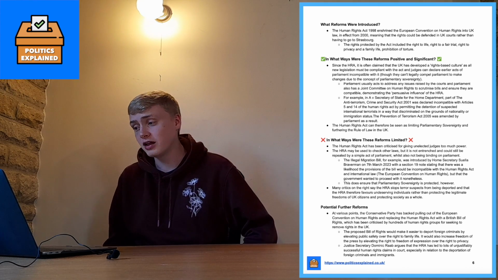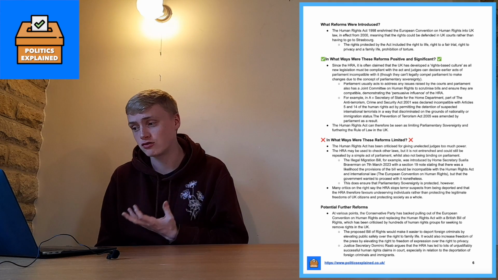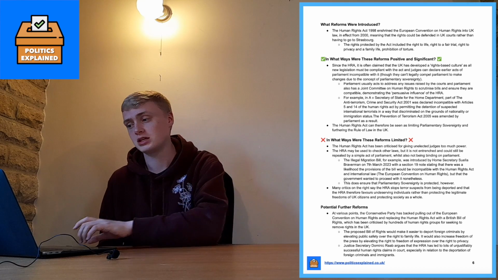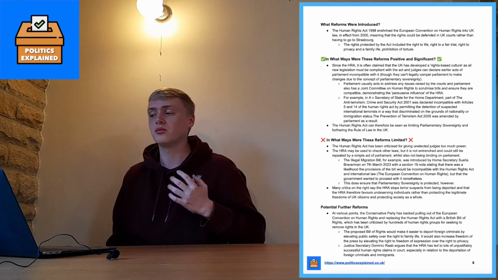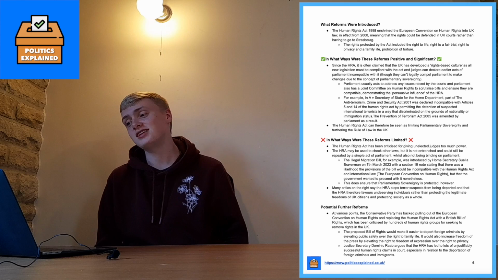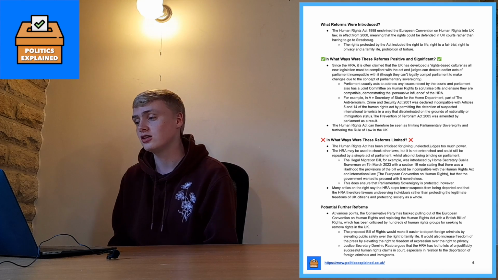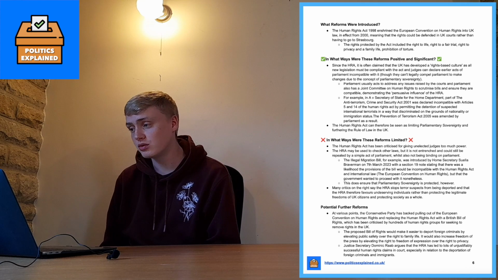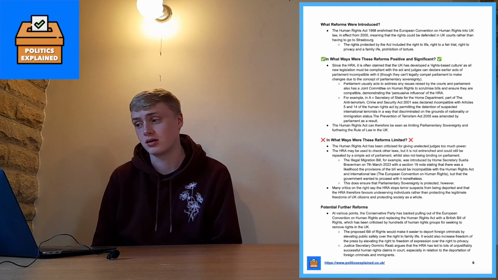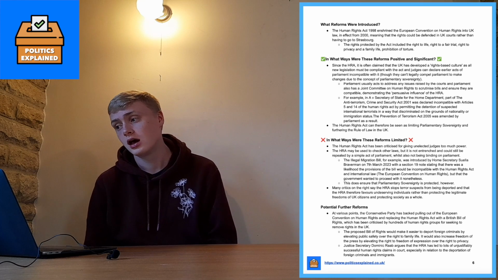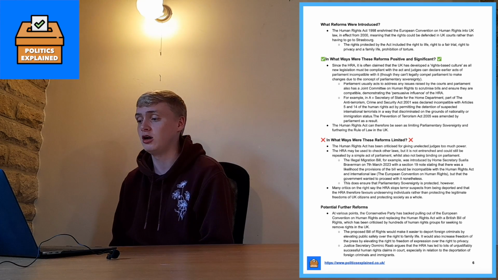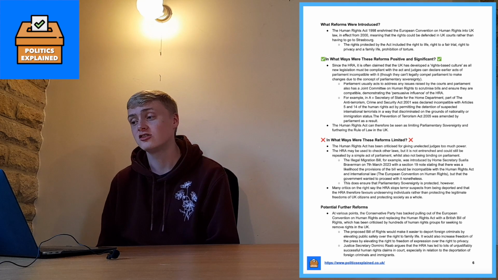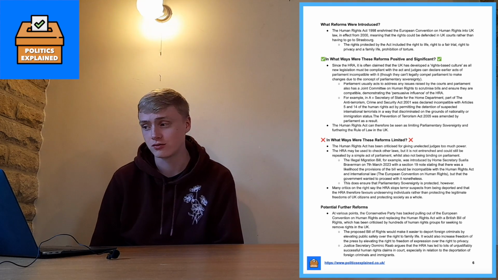And the rights protected by the Act included the right to life, right to a fair trial, right to privacy and family life, and the prohibition of torture, among many others. In terms of arguments that these reforms were positive and significant, it's claimed that since the Human Rights Act, the UK has developed a rights-based culture, as all legislation must be compliant with the Act, or is supposed to be, or is advised to be compliant with the Act. And judges can declare early acts of Parliament incompatible with it, though they can't legally compel Parliament to make changes due to the concept of parliamentary sovereignty.